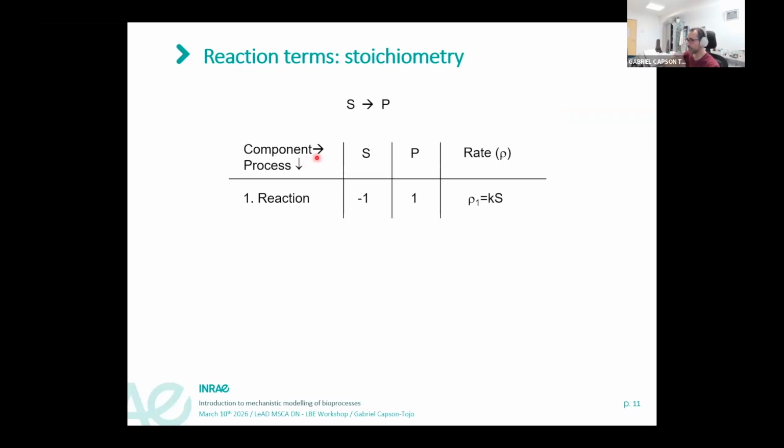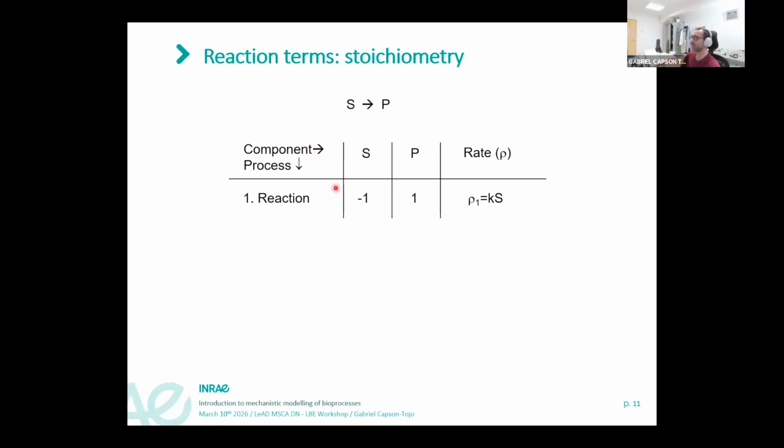So what we're going to have in this matrix is, first, the first row is always going to be names. In this case, imagine that you have a substrate S that is being transformed into a product P. The first row is always going to be all the state variables, not parameters or anything else, state variables. The state variables are always going to be your chemical species, for example, or anything involved in your reactions. So in this case, you have one substrate and one product. Those are your state variables or your components, which is the same. And that's the first row that you're going to have in this matrix.